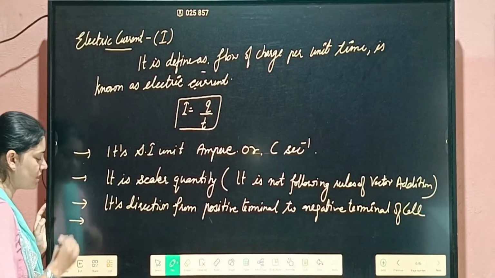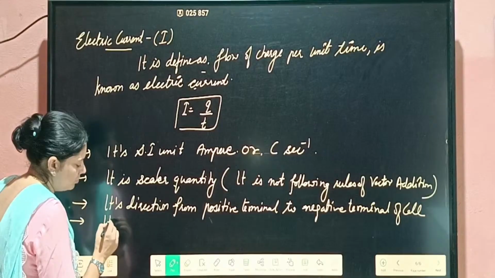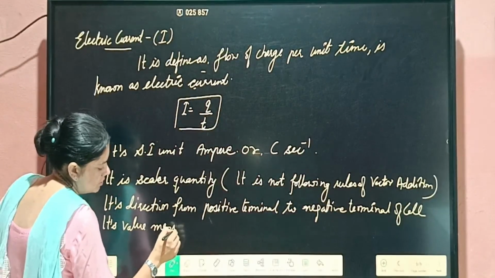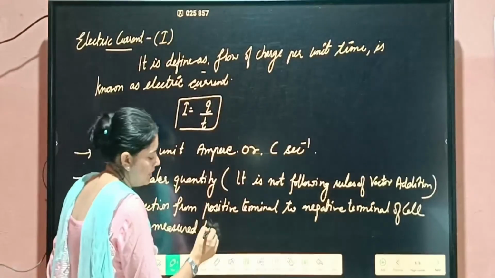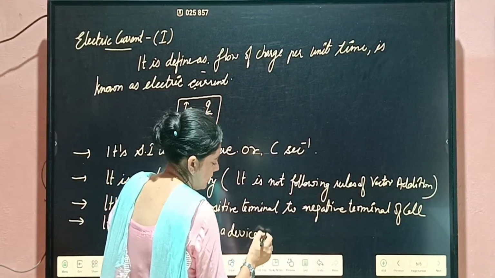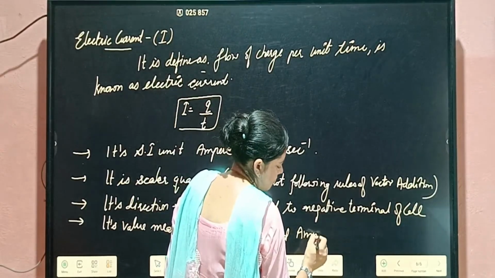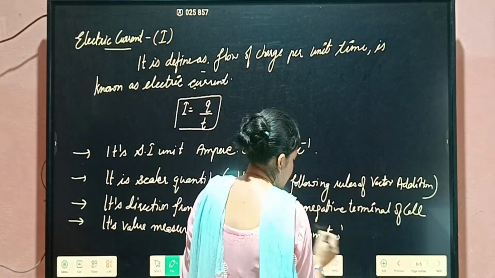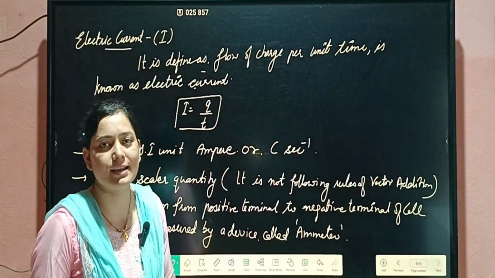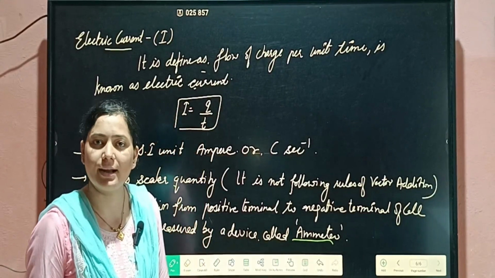So how can we measure this amount of current? This we can measure with the help of a device, its value is measured by a device that is called an ammeter. To measure how much current is flowing inside a circuit, the device we use is the ammeter.